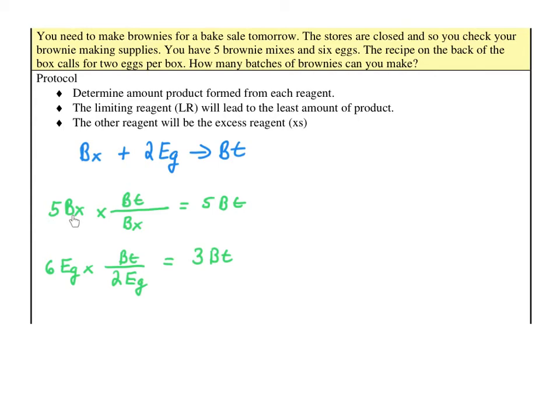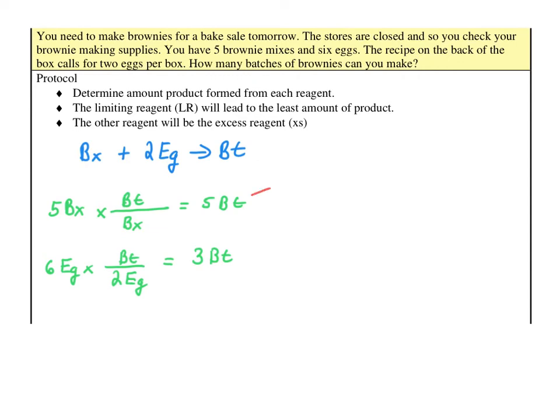Here's our initial amount, and this is our conversion factor obtained from our balanced chemical equation. Our balanced chemical equation tells us 1 box is going to produce 1 batch. It also tells us that 2 eggs being consumed is equivalent to producing a batch. So if all of our boxes are used, we can potentially produce 5 batches. If all of our eggs are consumed, we can produce 3 batches.